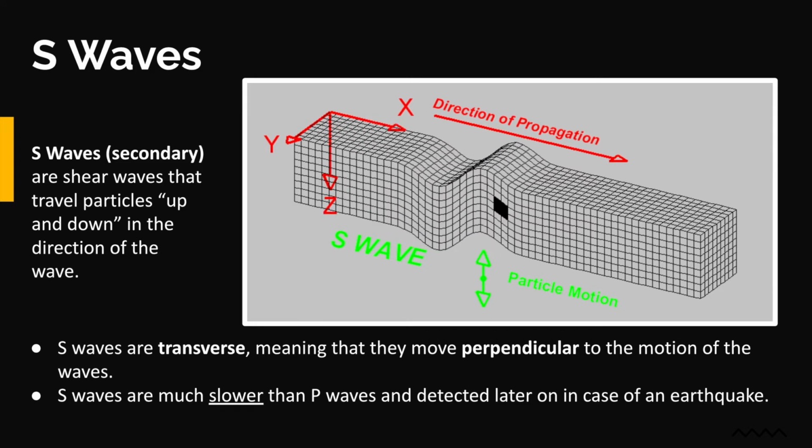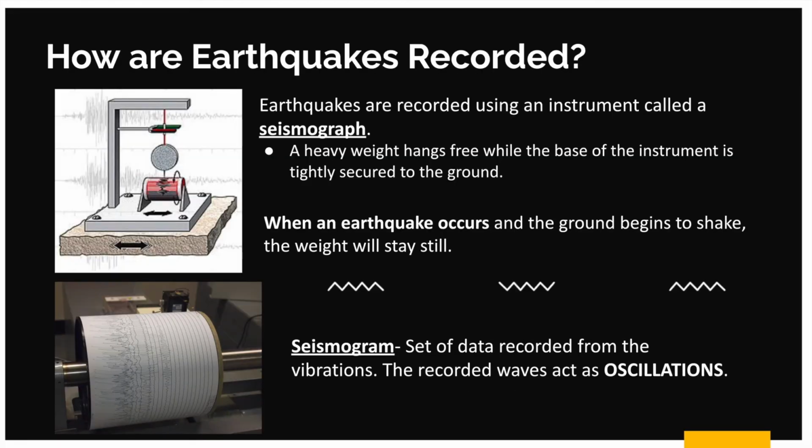So, you may be wondering, how are earthquakes recorded? Well, they are recorded using an instrument called a seismograph. To your left, you will see that a heavy weight will hang free while the base of the equipment remains secure. When an earthquake occurs and the ground shakes, the weight will stay still and result in something called a seismogram. These are the data recorded from the vibrations, which will act as oscillations.